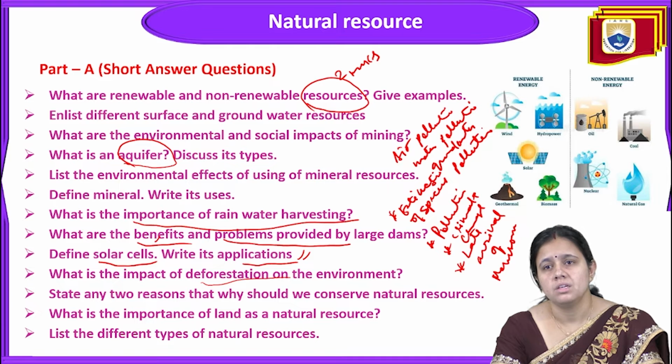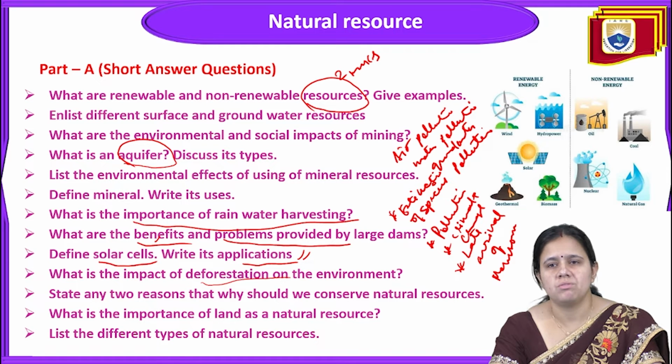What are the two reasons why we should conserve natural resources? The main reason is that they should be for everyone, means every species present on this earth. They have survival and nourishment with the natural resources. That's why, first of all, we have to conserve them. Second, we have to conserve them for the coming generation also.